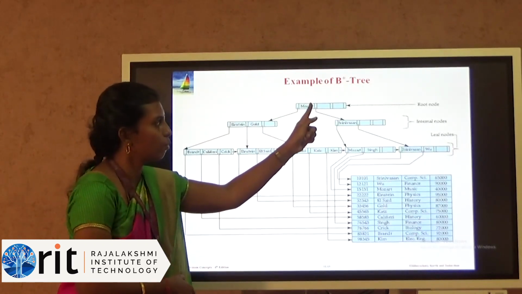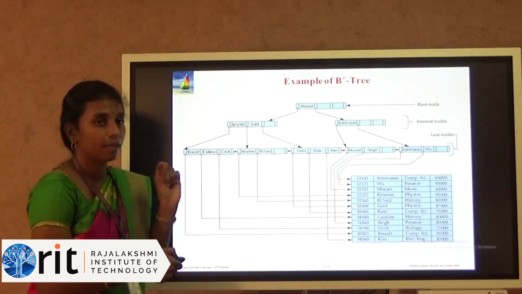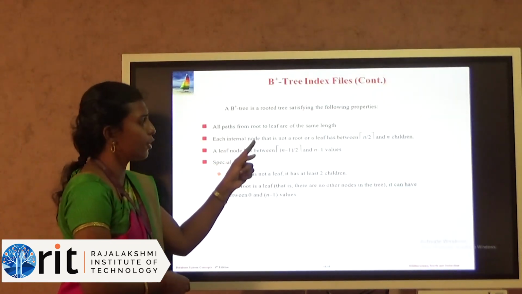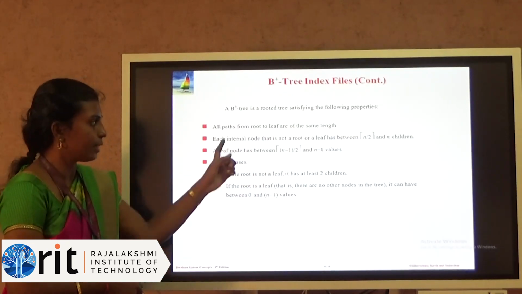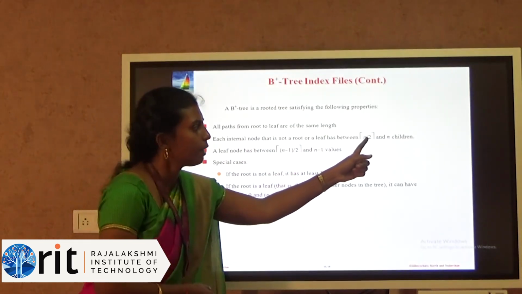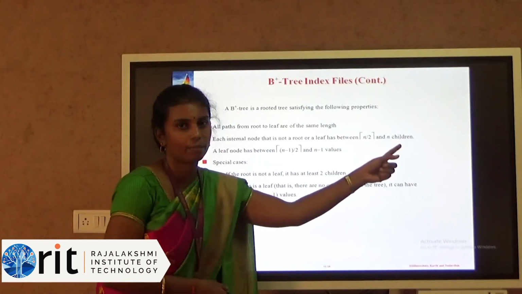All paths from the root to the leaf are of the same length. This is the important property your B plus tree should hold within it. And each internal node that is not a root or a leaf has between n/2 and n children. Okay, these are the values we should keep in mind.